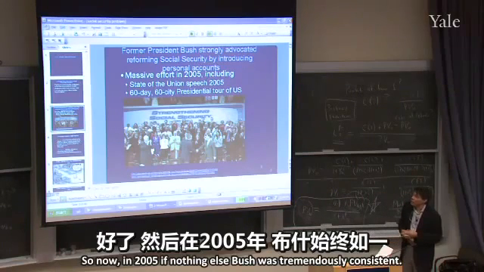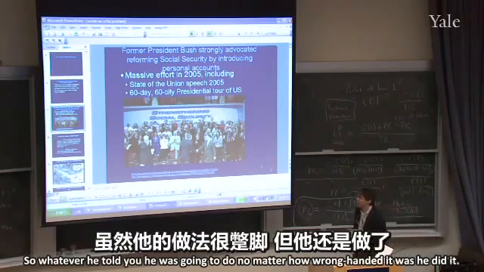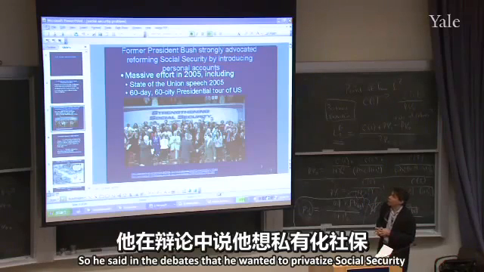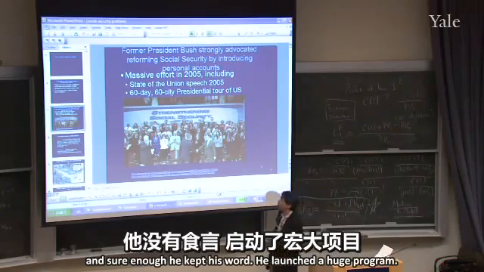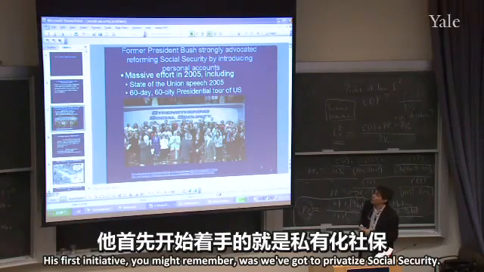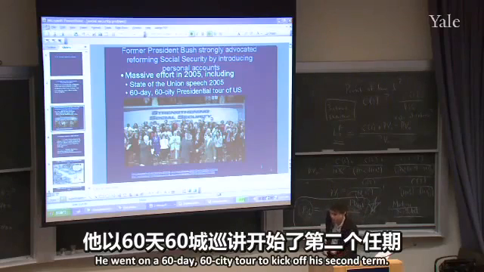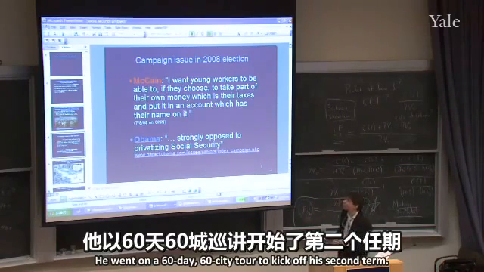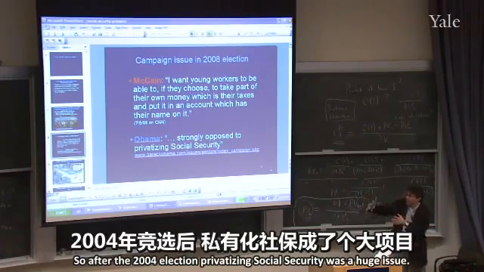So now, in 2005, Bush was, if nothing else, tremendously consistent. Whatever he told you he was going to do, no matter how wrong-headed it was, he did it. So he said in the debates that he wanted to privatize Social Security, and sure enough, he kept his word. He launched a huge program right after the 2004 election. His first initiative, you might remember, was we've got to privatize Social Security. He went on a 60-day, 60-city tour to kick off his second term. So after the 2004 election, privatizing Social Security was a huge issue.